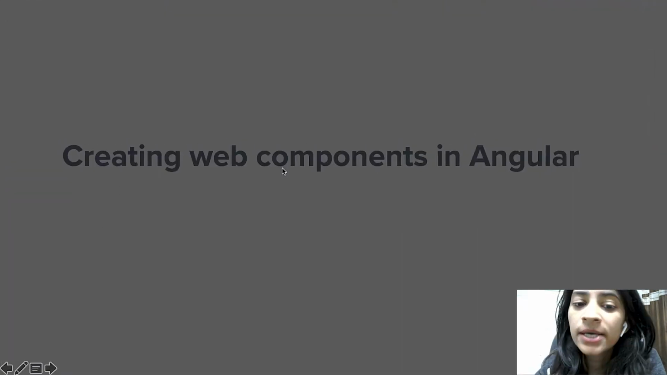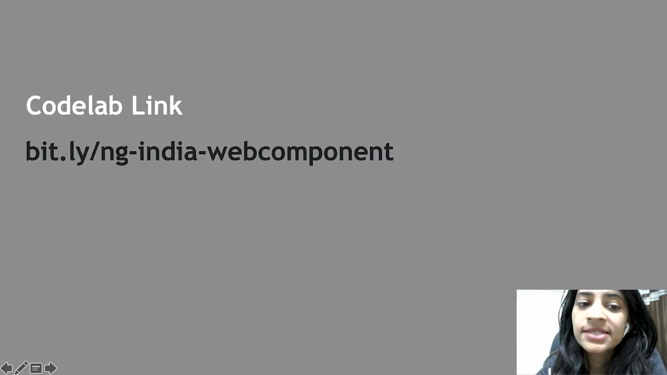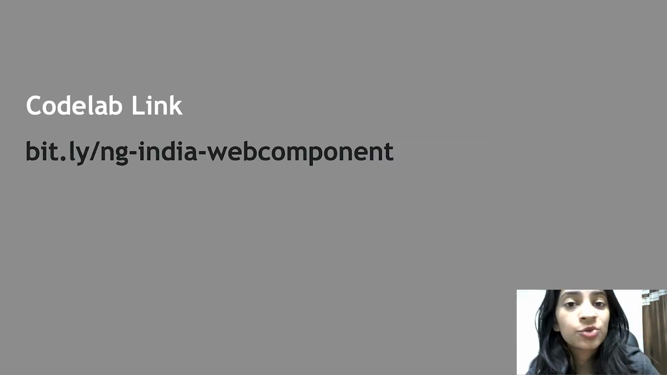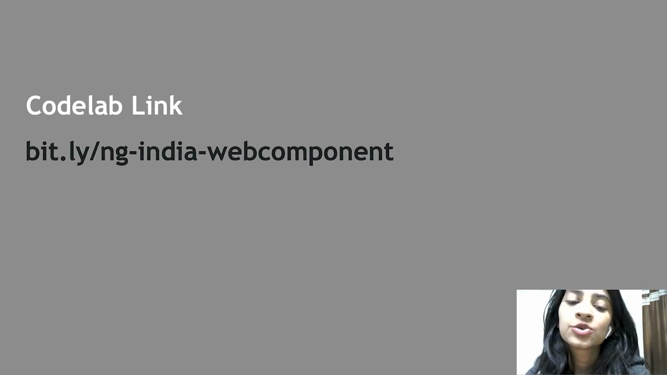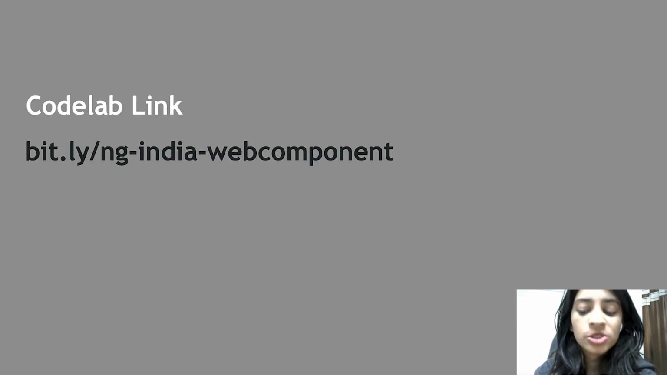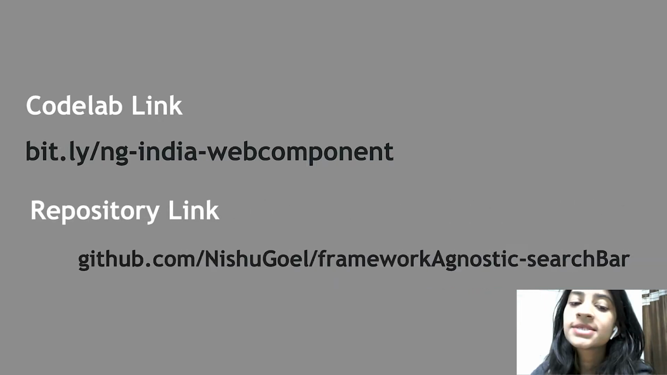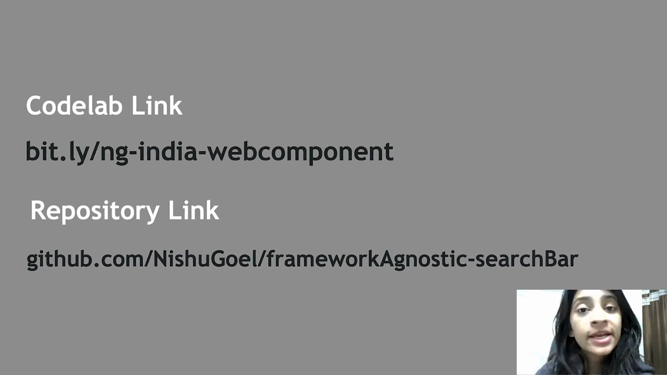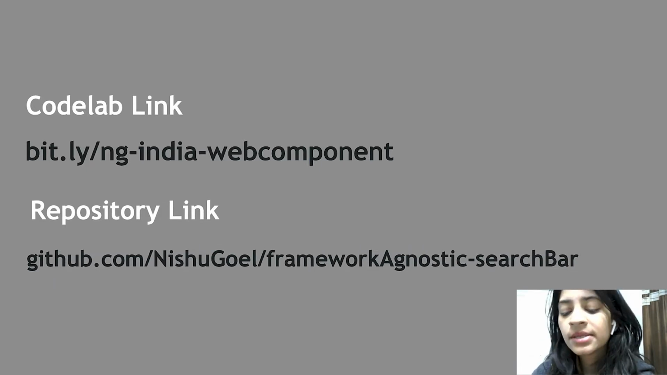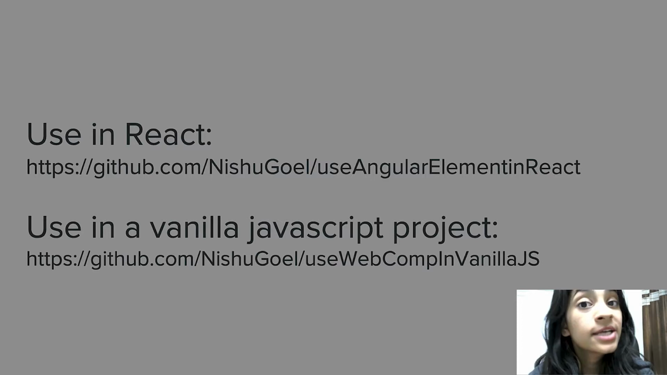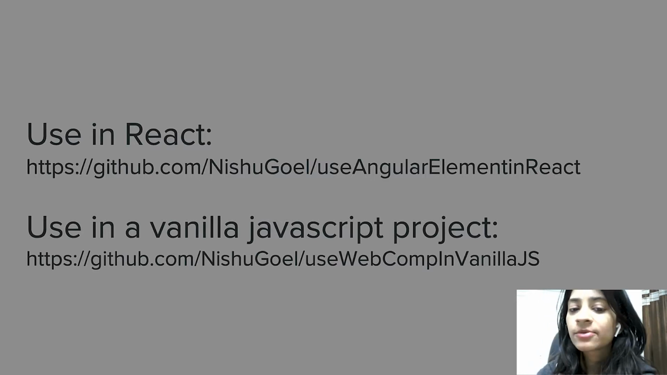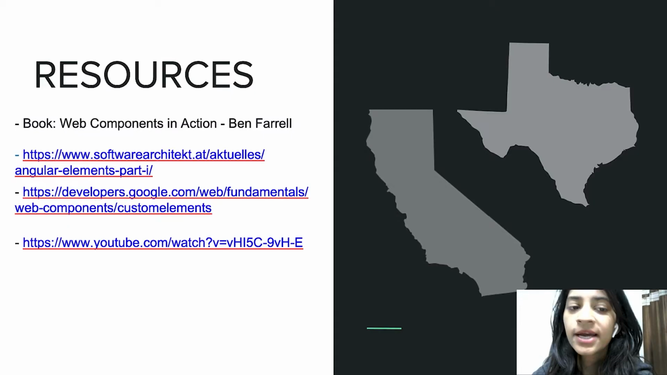So now let's go back to the slides, and these are some of the links that I've attached that could be helpful to you in the process of creation of your web component. So this is the Codelab, which basically guides you through the whole process of creating your web component. This is the repository link wherein you can create a search bar component, for example, as a reusable component. And then if you struggle with using it inside a React application or in a vanilla JavaScript application, these are some of the repositories that can help you with that.